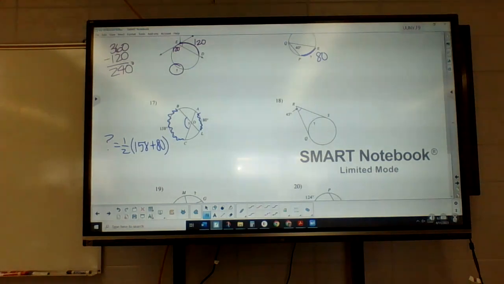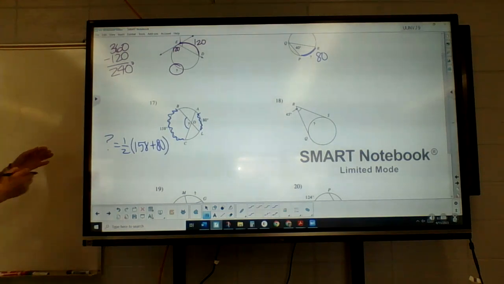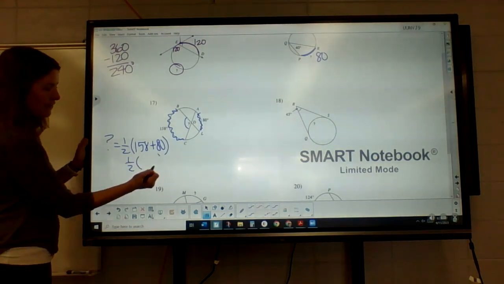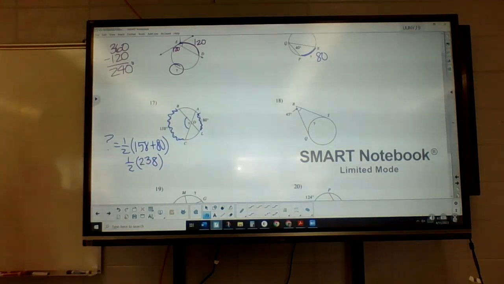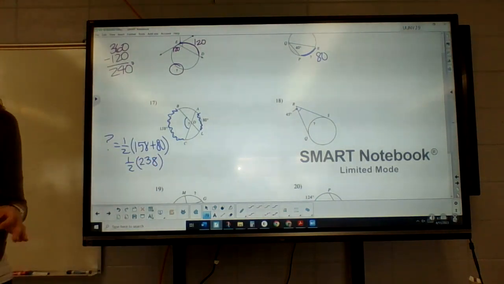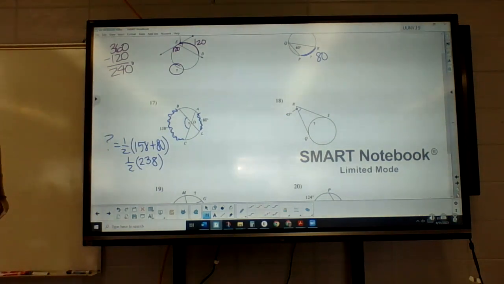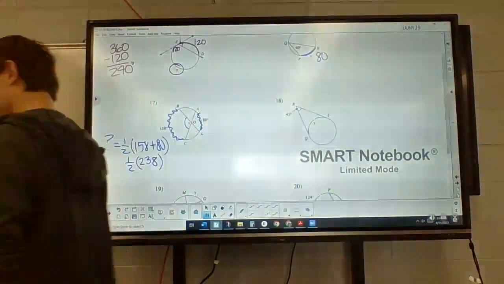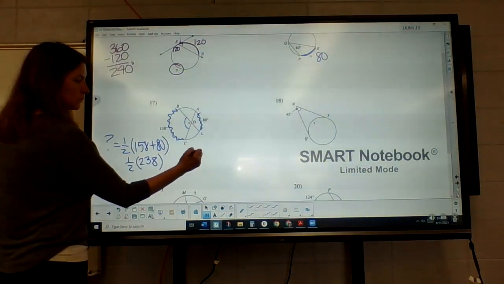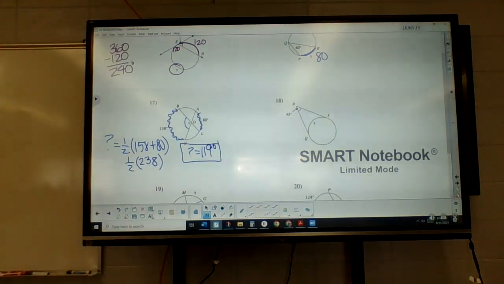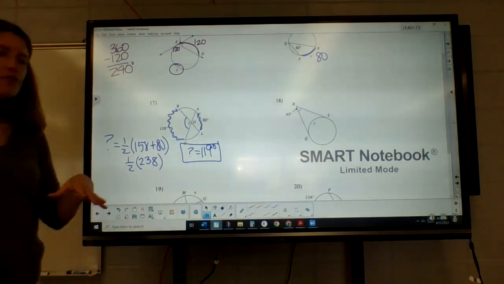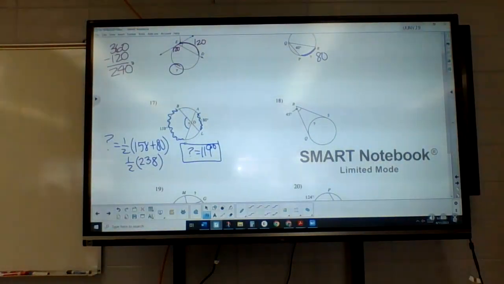So again, finding that formula on your chart and knowing how to use it. So I have to add those together first and then take half of it. Yeah, 119. So watching out for these situations when they come up.